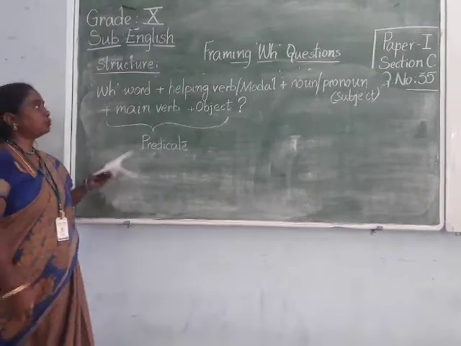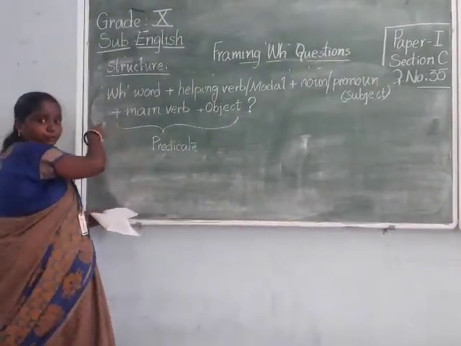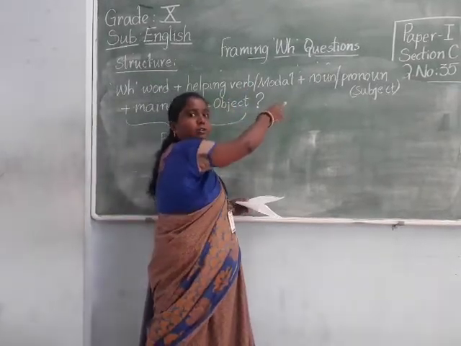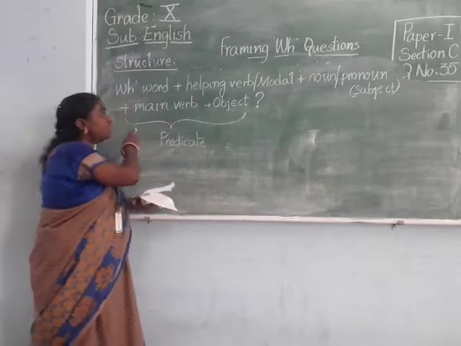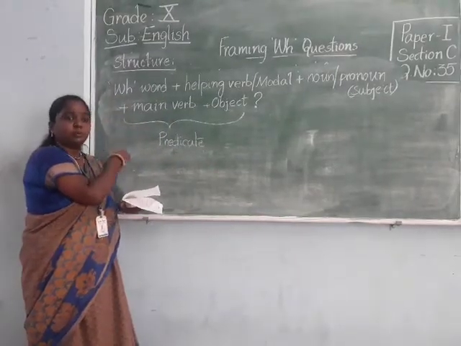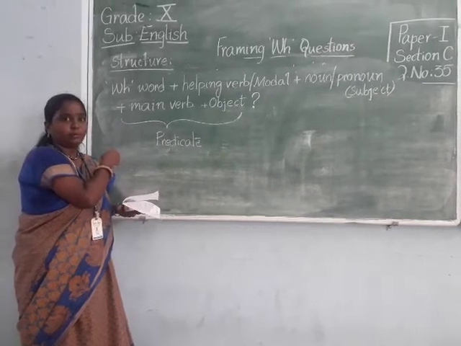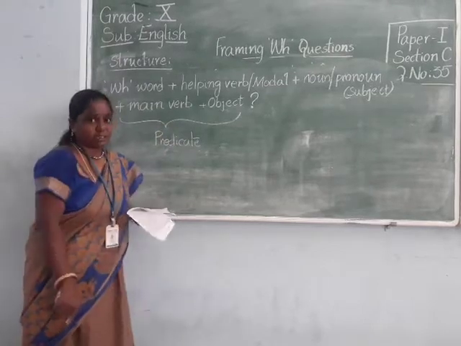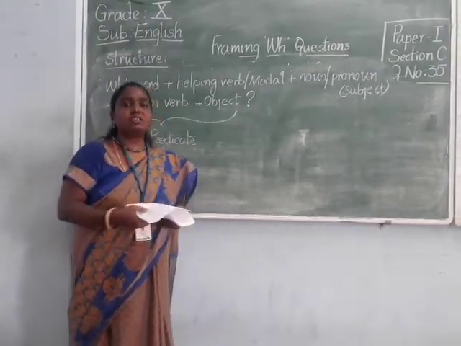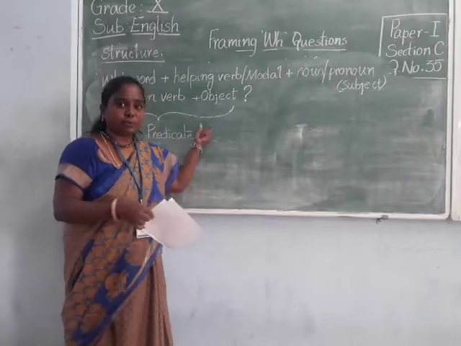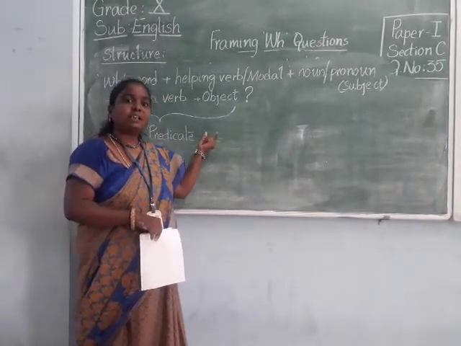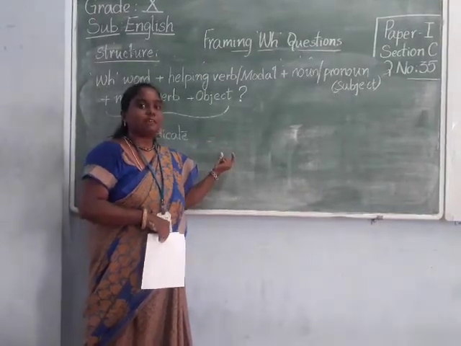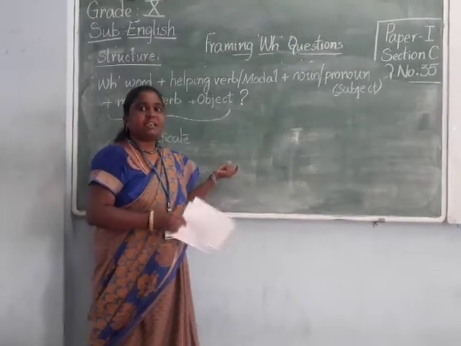So, the structure to form a WH question is: you have to use a WH word, a helping verb or a modal, plus a noun or a pronoun, that is the subject, and then the main verb in a suitable form according to the helping verb, and then the object, or you can directly add the predicate in the sentence. So this is the format to frame a WH question. Let us learn about framing WH questions from a paragraph in the next class. Let us end today.